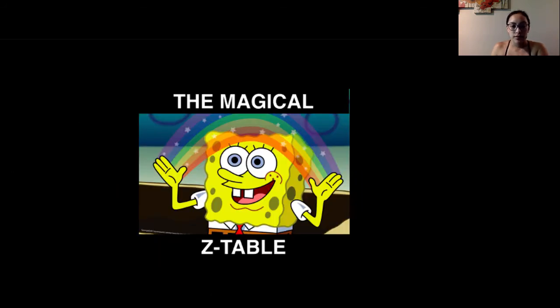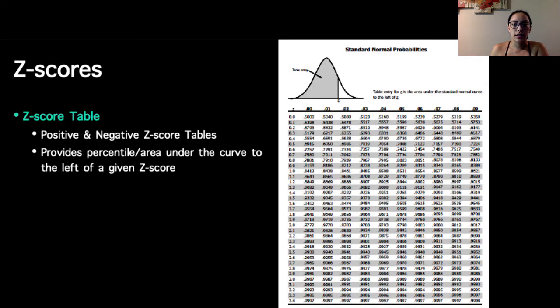Now, to use Z-scores, we have a Z-table. Okay, and it looks something like this. I have a PDF version that is more legible, but just so you get an idea of what the table looks like. We have both a positive Z-score table, which will give us all of the values from the 50th percentile to the 100th percentile, and we have a negative Z-score table that gives us the 50th percentile to the 0th percentile if we're moving down to the left. Okay, which should make sense, right?